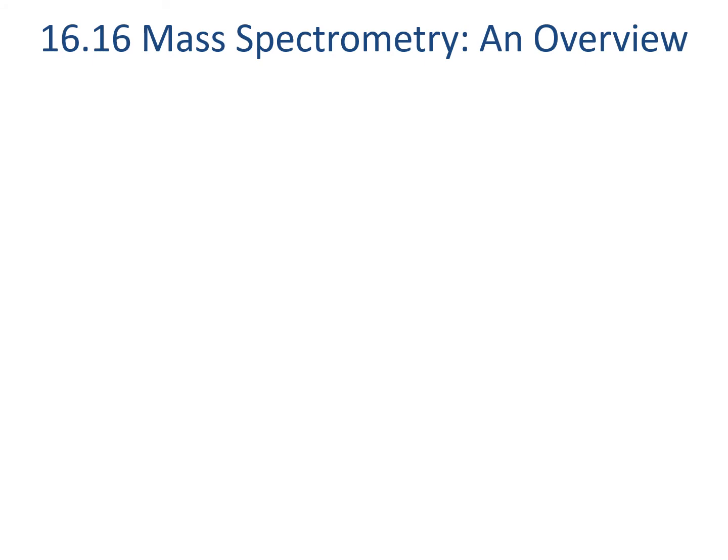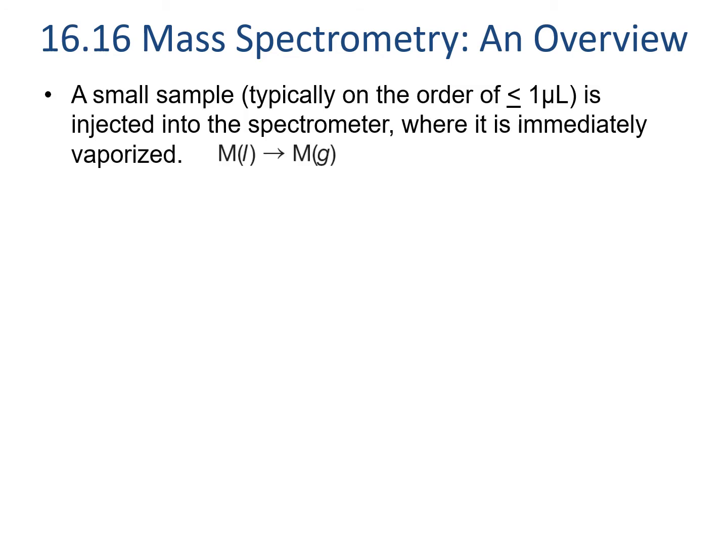Today we'll be talking about mass spectrometry, which is a technique that we use to tell us a lot about how a molecule can fall into different pieces that are kind of like a fingerprint for the molecule. In mass spec, we always start out with a sample that gets vaporized immediately. So we're really dealing with things initially in the gas phase.